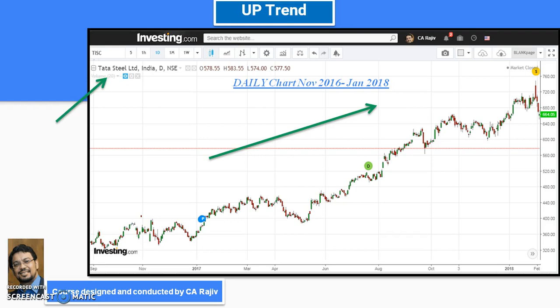Now let us define the uptrend. Let us go to the first point, and that is the uptrend. Friends, here I have taken the chart of Tata Steel. The period which I have taken is November 2016 till January 2018. This was a period when the stock was in an uptrend.